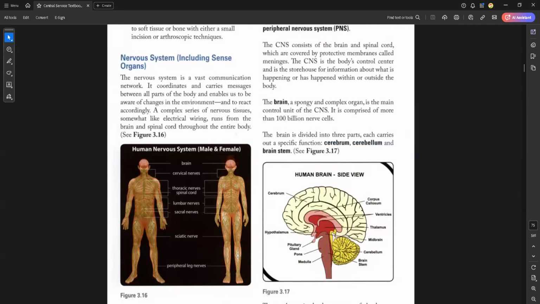Then we have the nervous system. Look at the word nervous. Panic, nervous, panic, including sense organs. The moment you hear the word nervous, I use the word panic just because I want you to understand it better, but it doesn't mean that the nervous system always talks about when somebody's panicking. No, the nervous system is a fast communication network. It coordinates and carries messages between all parts.